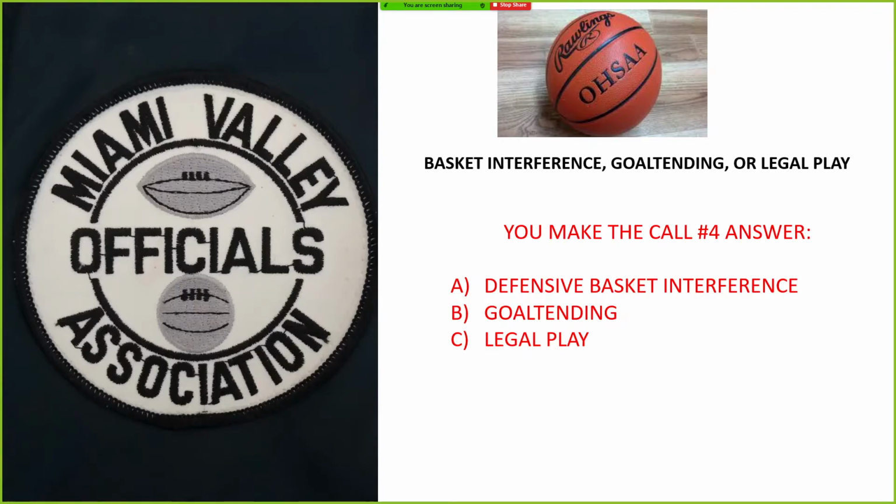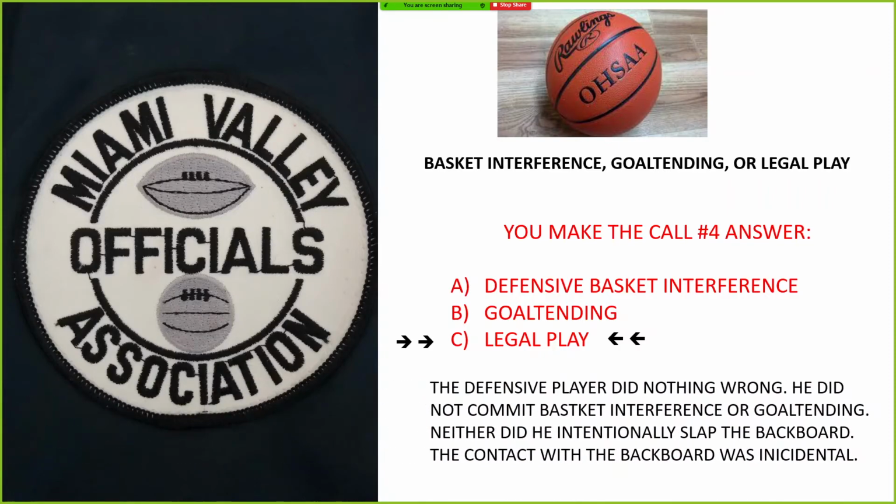Ruling. The ruling here is C, legal play. The defensive player did nothing wrong. He did not commit basket interference or goaltending. Neither did he intentionally slap the backboard. The contact with the backboard was incidental.